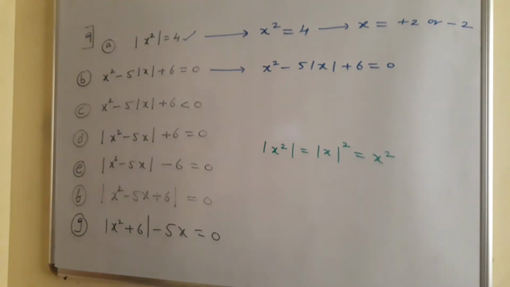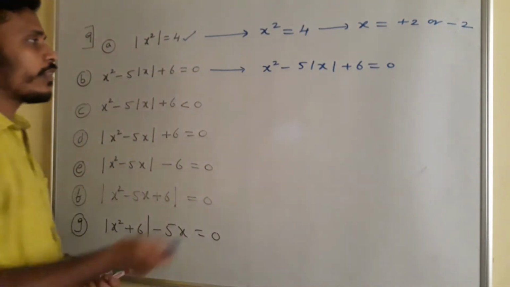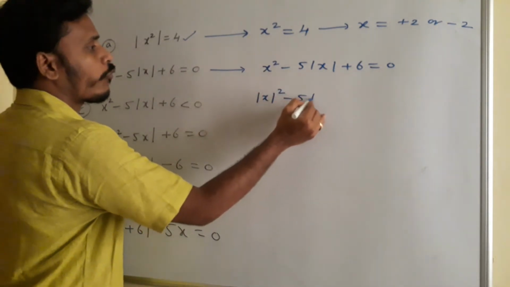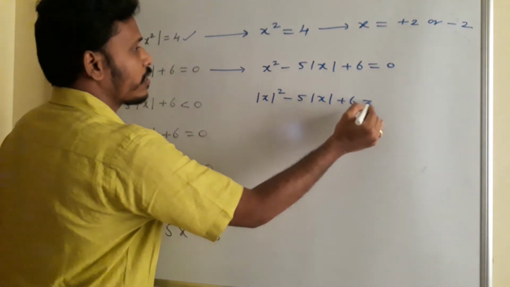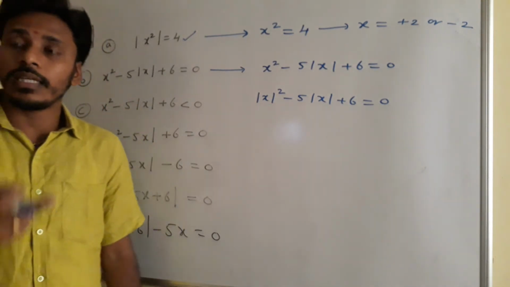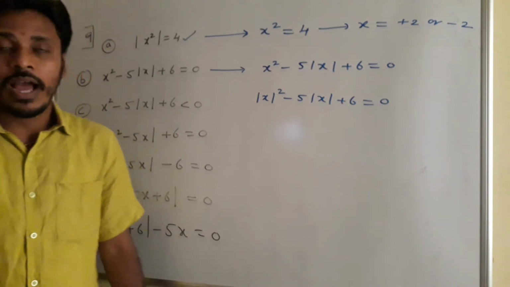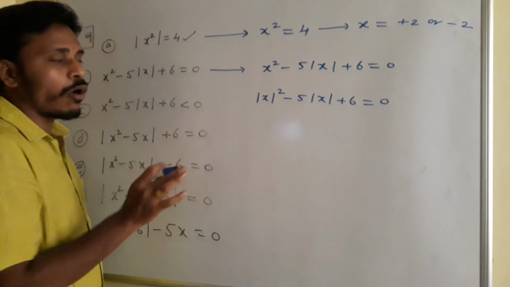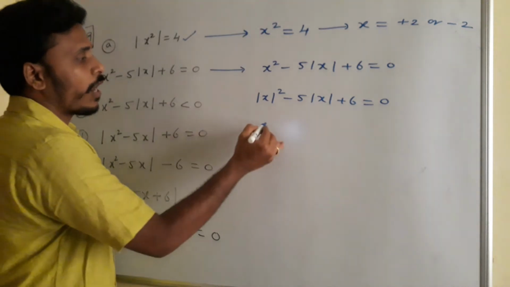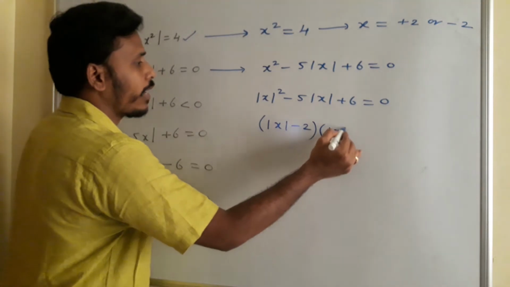Since mod x square is equal to mod x whole square is equal to x square, now I am rewriting this x square as mod x square. So mod x square minus 5 mod x plus 6 is equal to 0. Just have a look. Now the complete quadratic equation is in terms of mod x. So you just treat that modulus of x as some other variable. And if you factorize, don't try to remove modulus now. You just try to factorize it in terms of modulus only. And if you do it like that, it is mod x minus 2 into mod x minus 3.